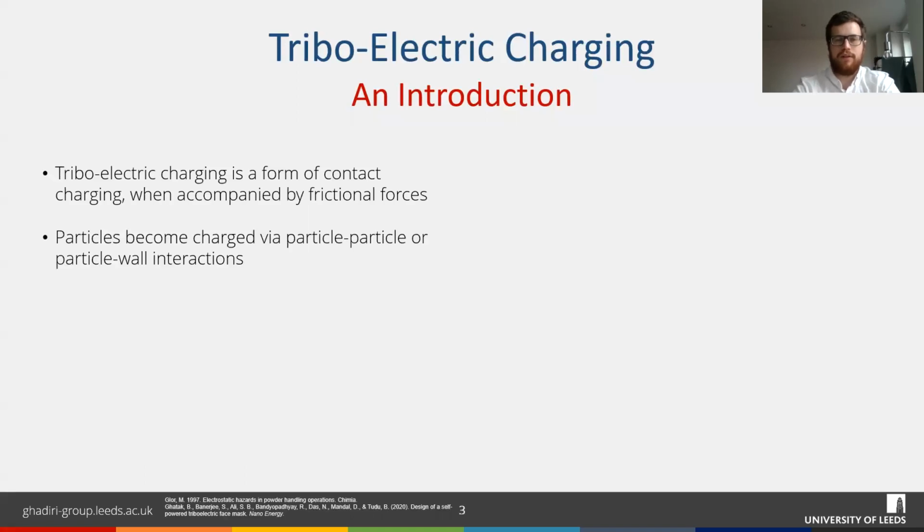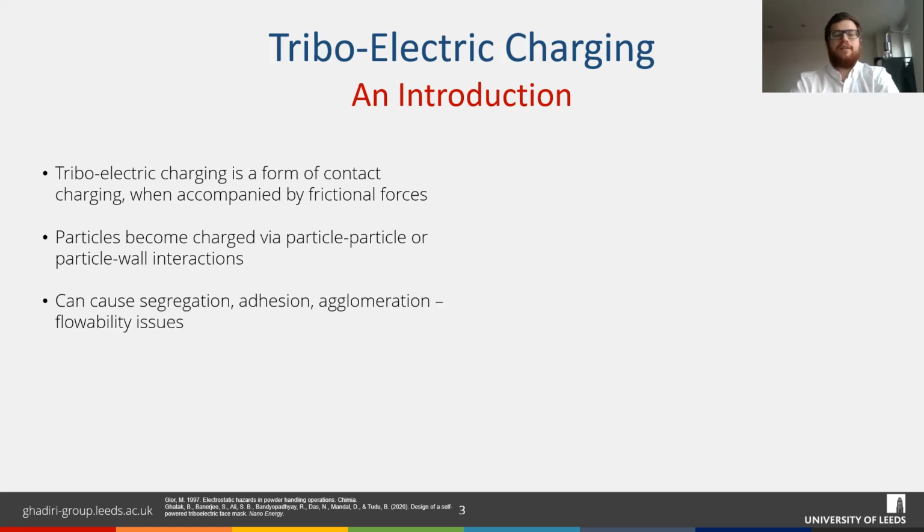So just to give a brief introduction as to what tribo-electric charging is, because it's something that people aren't always familiar with. It's a form of contact charging where particles become charged via either particle-particle or particle-wall interactions, and they become charged during the collisions themselves. And this can lead to several flowability issues such as segregation, adhesion, and agglomeration.